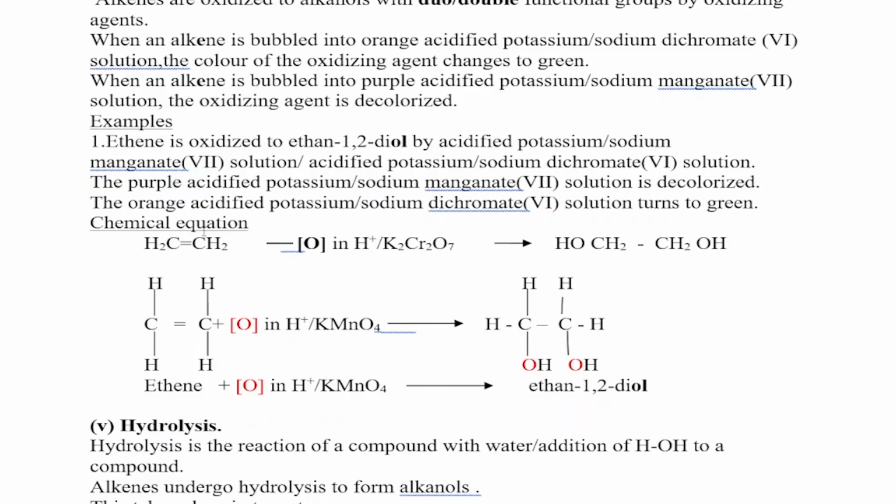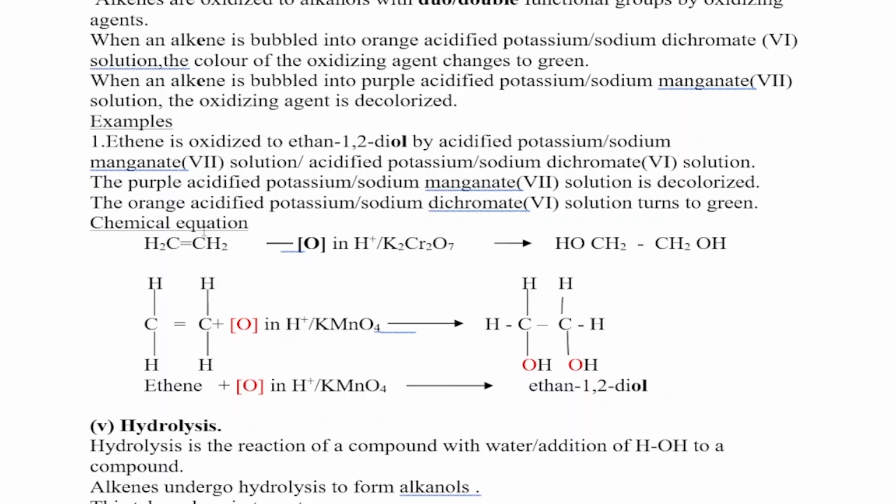When you bubble ethene through acidified potassium manganate(VII), the oxidizing agent supplies the oxygen and the alkene gets oxidized with a dual functional group, which in this case is the OH and the OH. Remember we said that oxidation of alkenes produces alcohols. So when you oxidize ethene, as you can see there on the screen, it produces a compound which is called ethane-1,2-diol. It is called a diol because of the two OH groups.